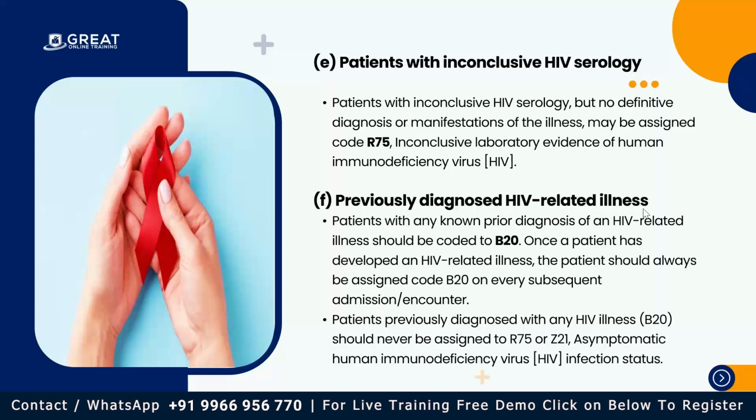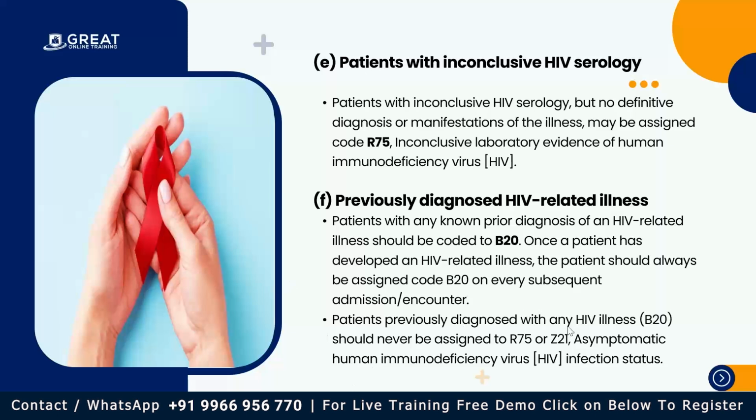Previously diagnosed HIV related illness: a patient with any known prior diagnosis of an HIV related illness should be coded with B20. Once a patient has developed an HIV related illness, the patient should always be assigned code B20 on every subsequent admission or encounter. As we don't have any cure for HIV, we have to use this HIV code on each and every subsequent physician documented HIV, even though that is previously diagnosed.